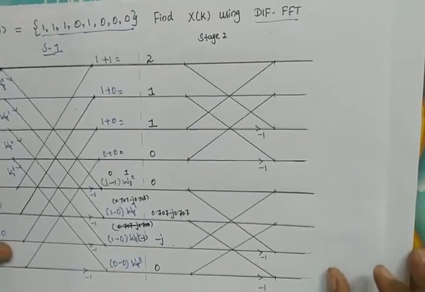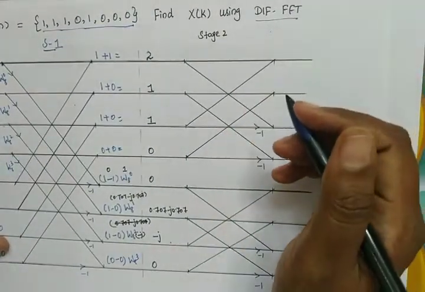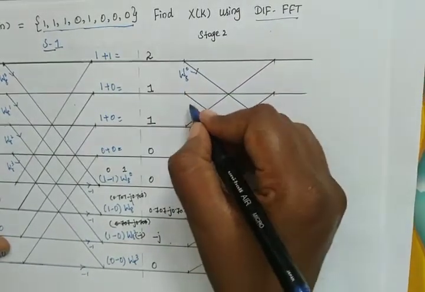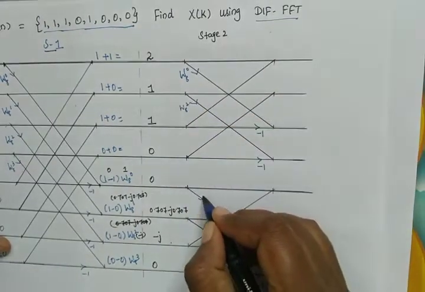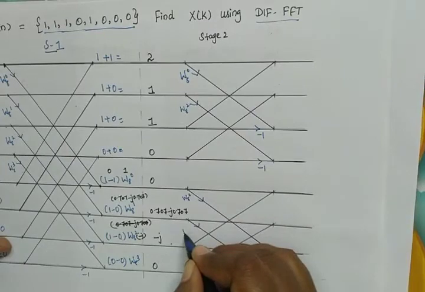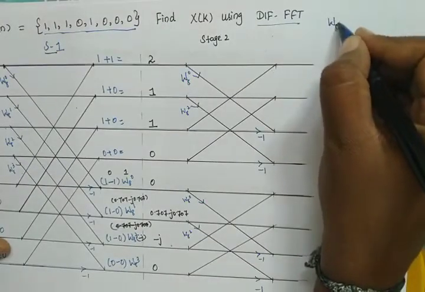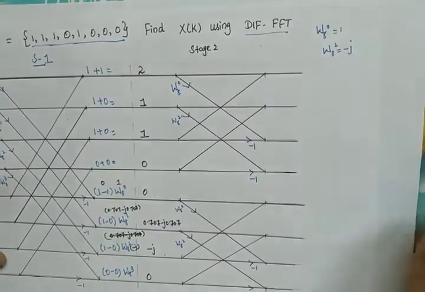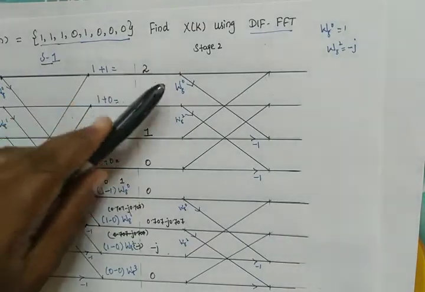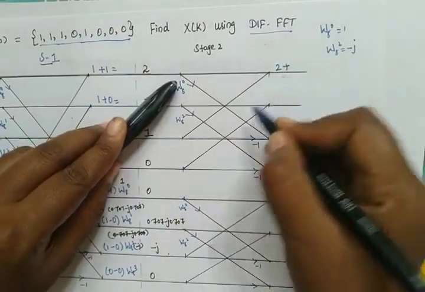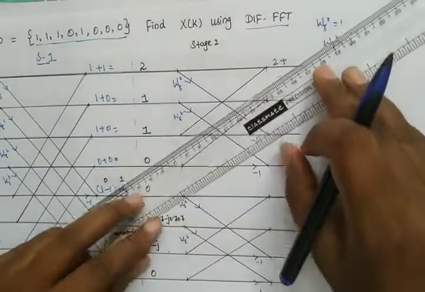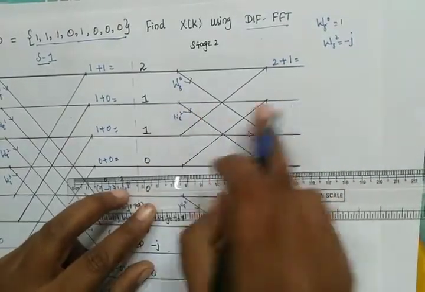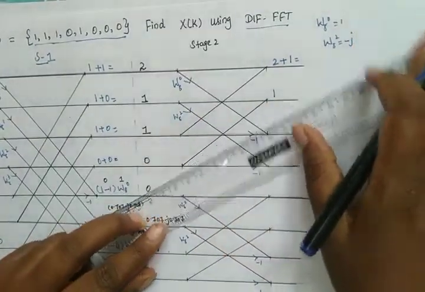And the next is what we have to do? Now write here twiddle factor. What is the twiddle factor in stage 2? That is W8 power 0. And here we have W8 power 2. And here also we have W8 power 0. And here it is W8 power 2. Now what is W8 power 0? W8 power 0 is equal to 1. W8 power 2 is equal to minus J. So now check here again. Here it is 2. 2 plus, here we have this line. So this line is connected here. 2 plus 1 is equal to, we will write this later, and here it is 1 and here it is connected to 0.